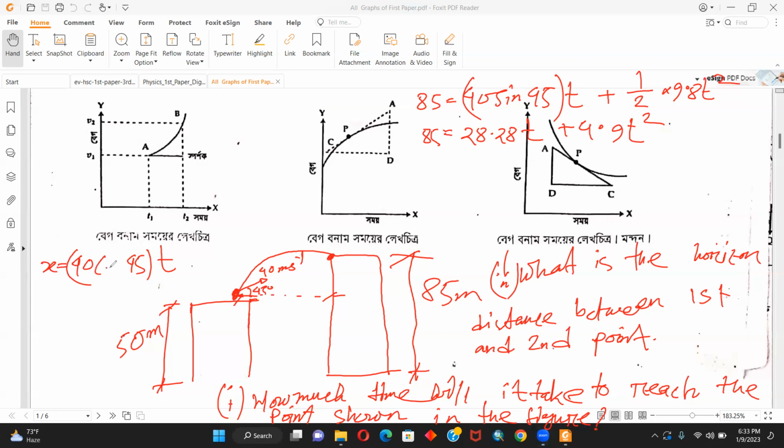Cos 45. Okay. So if we replace it, we will get a value of around 40 times cos 45. Sorry about that, just a second. I don't have a calculator with me. Okay, 40 square root of 2 over 2, cos 45. Okay, 28.28, right? Yes. 28.28t. So we've already got the value for x represented by the unknown t.